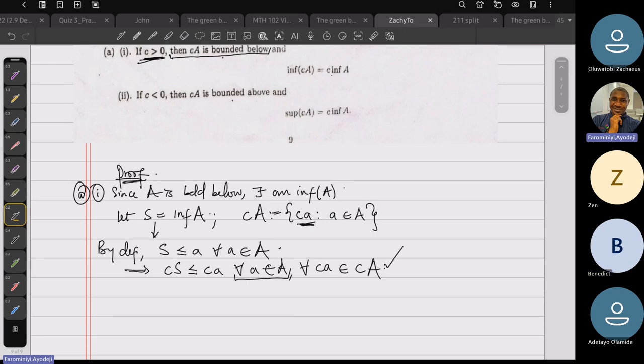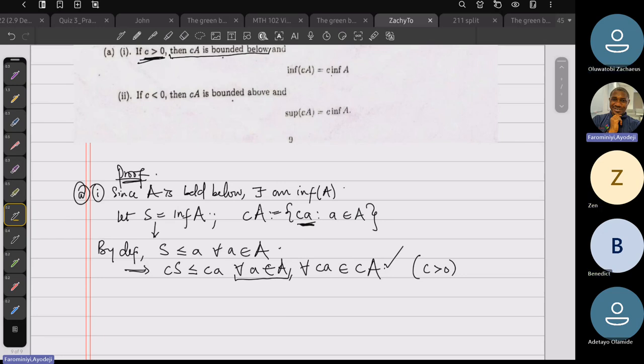So we know that the sign will not change because C is positive. If we had multiplied by something that is negative, the sign would be reversed. Okay, and what does that show?